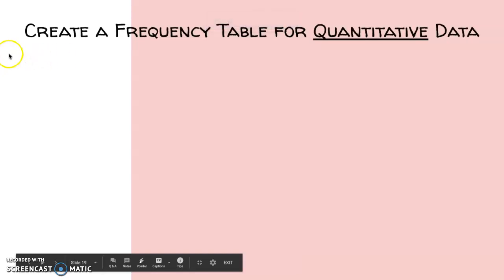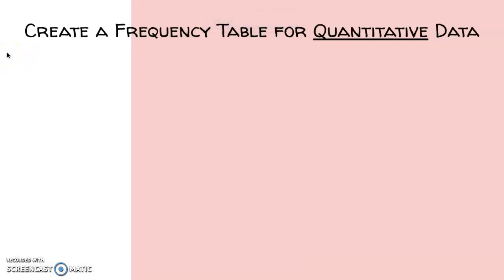Let's go ahead and look at an example where we create a frequency table for quantitative data. So we're still going to be counting the number of times something occurs, but remember that quantitative data are measurements. So we're not going to have a limited number of categories like the ice cream example: chocolate, vanilla, mint chip, etc. We're going to have to find a way of taking these measurements and putting them into their own sort of classes or groups.